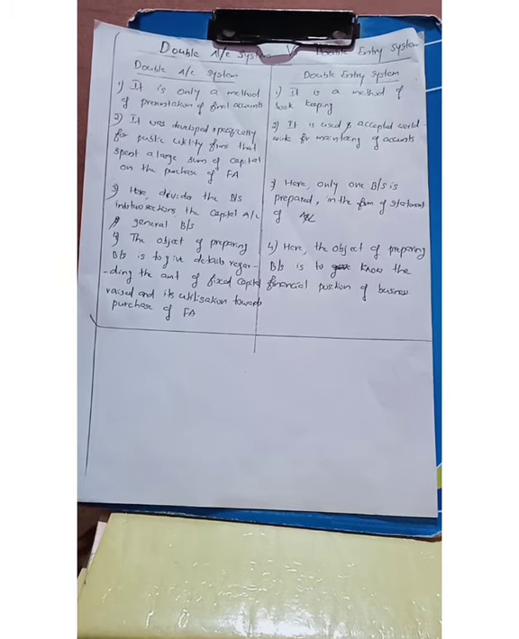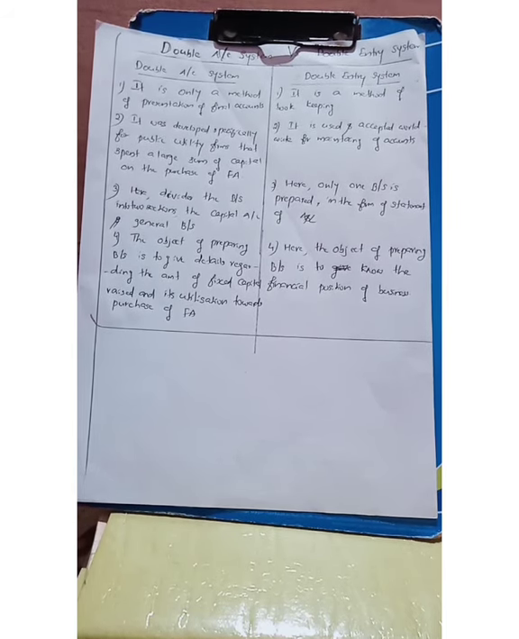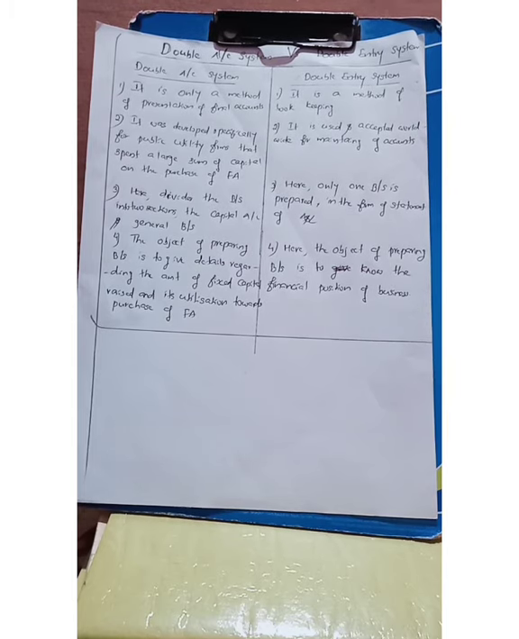The next difference is that the double account system divides the balance sheet into two sections, that is, the capital account and the general balance sheet. But under the double entry system, only one balance sheet is prepared, in the form of a statement of assets and liabilities, in two columns. That is why this system is called the double account system.